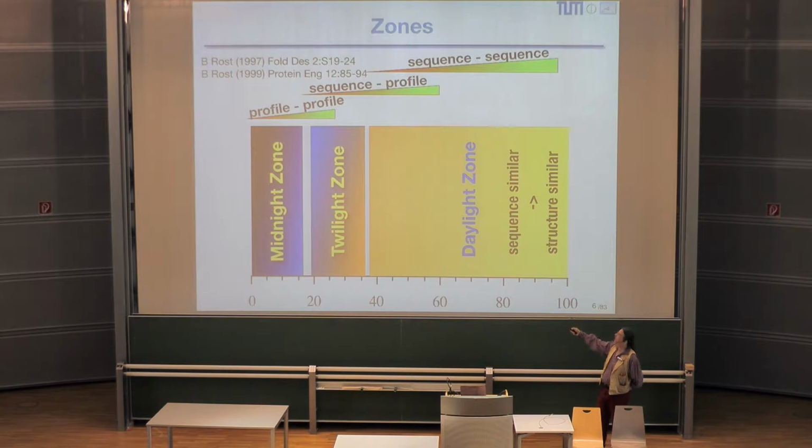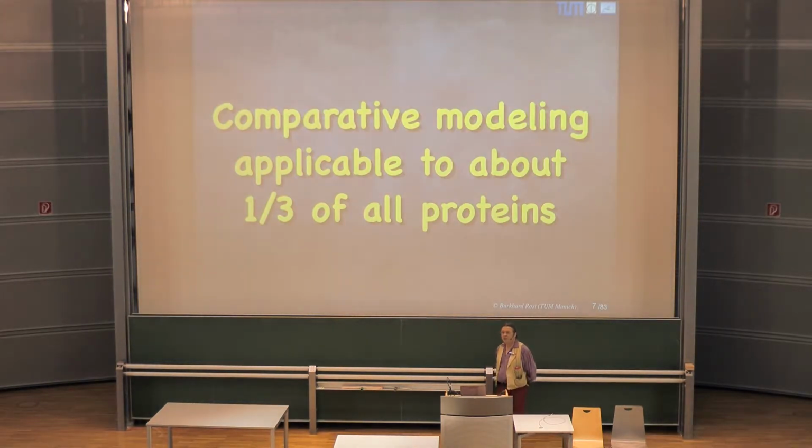Sequence profile comparisons get deep down into the daylight zone, beginning into the twilight zone, and then at some point profile comparison takes over. Nobody really gets into the midnight zone. All of this allows us to model 3D structures through comparative modeling for about 1/3 of all the proteins.